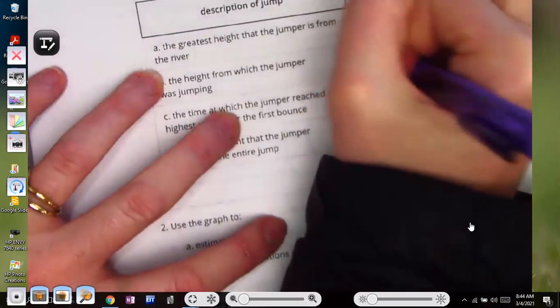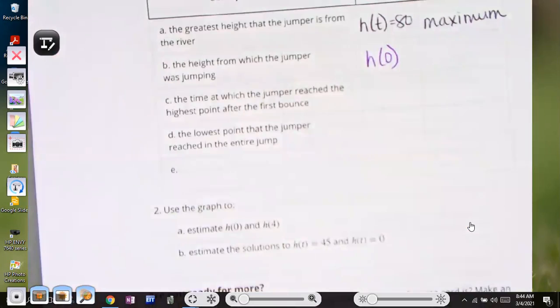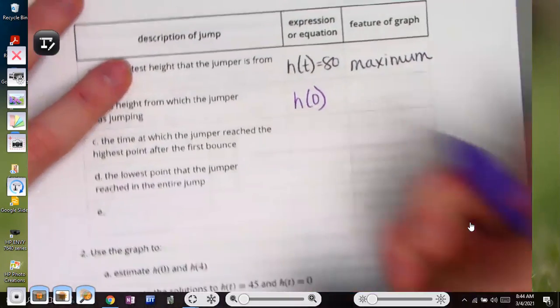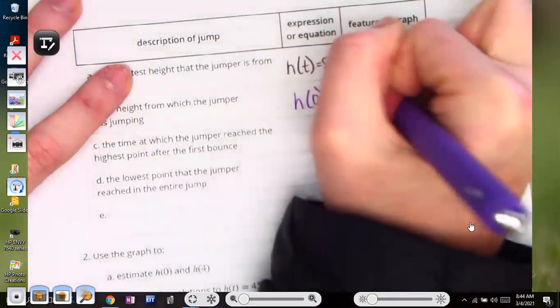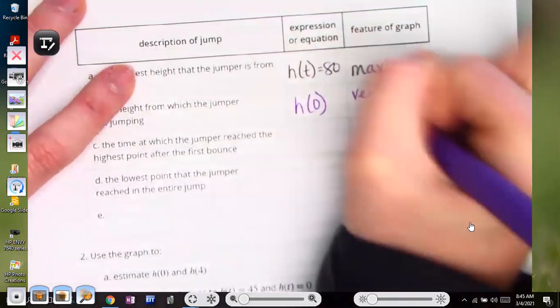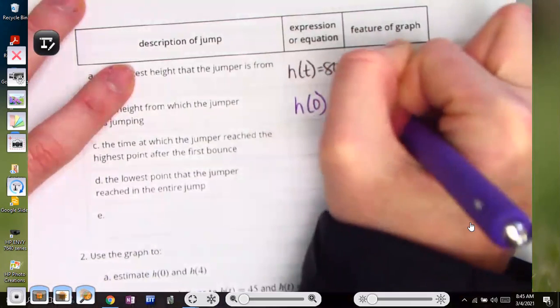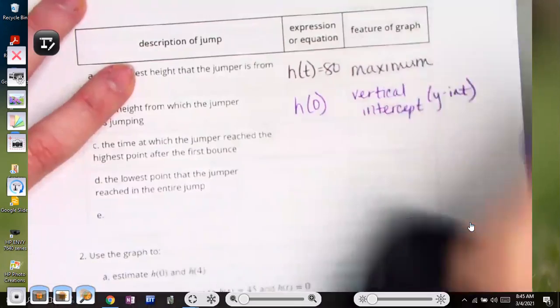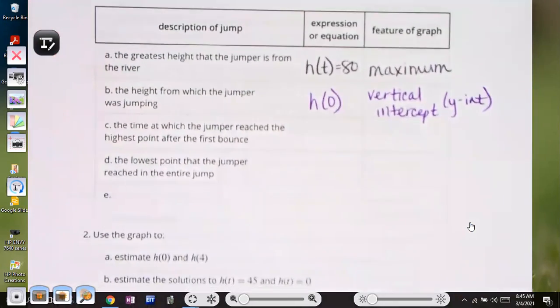Okay, so that's my expression. And what point of the graph is that? The vertical intercept, or the y-intercept. AKA the y-intercept is how we know it.